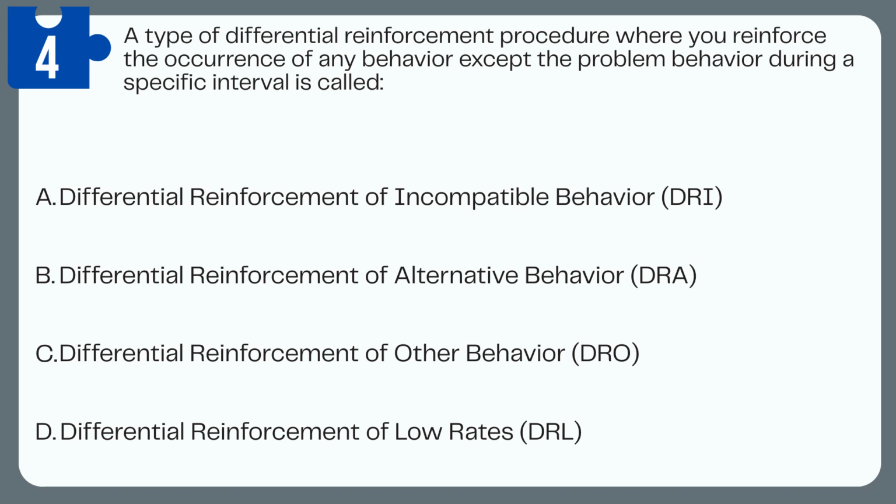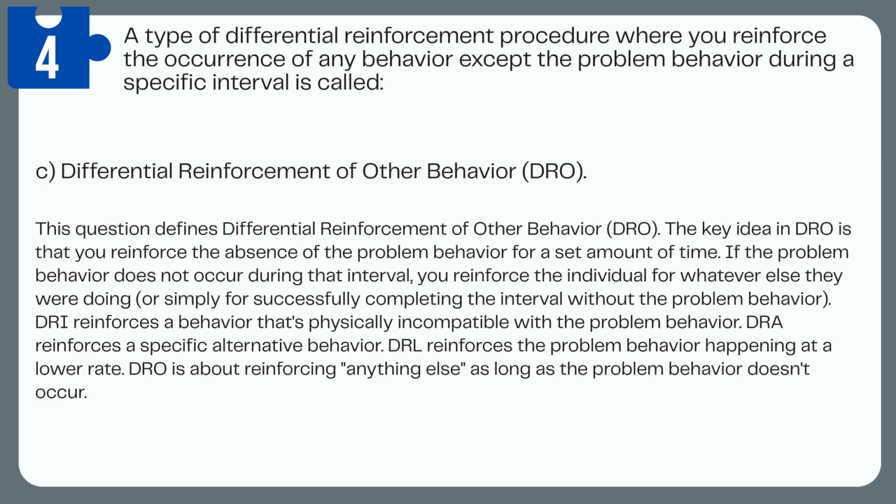D. Differential reinforcement of low rates, DRL. Answer: C. Differential reinforcement of other behavior, DRO. This question defines differential reinforcement of other behavior, DRO. The key idea in DRO is that you reinforce the absence of the problem behavior for a set amount of time. If the problem behavior does not occur during that interval, you reinforce the individual for whatever else they were doing, or simply for successfully completing the interval without the problem behavior.